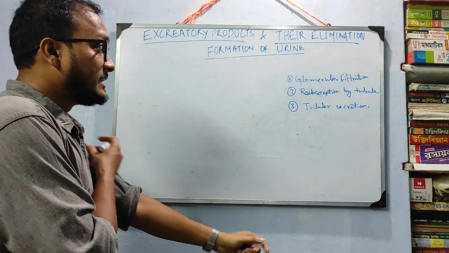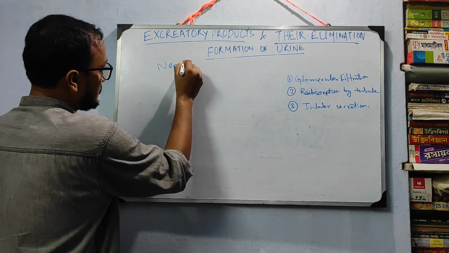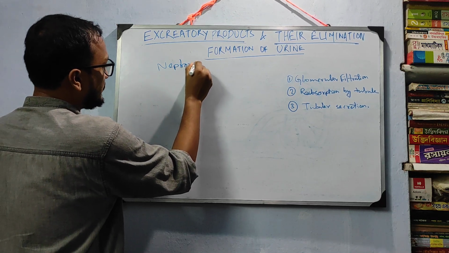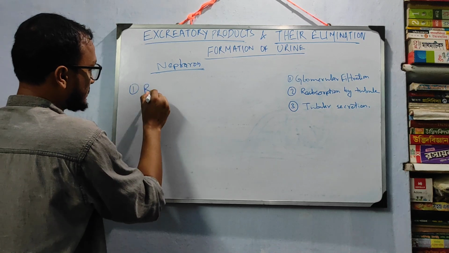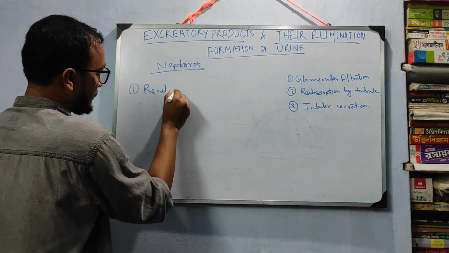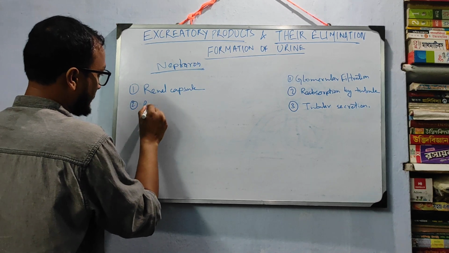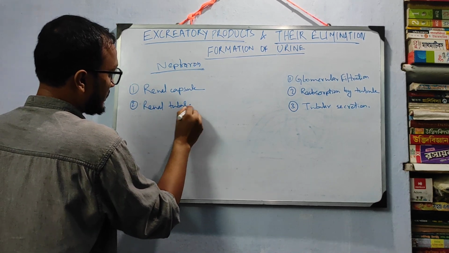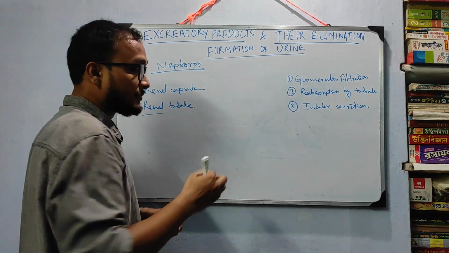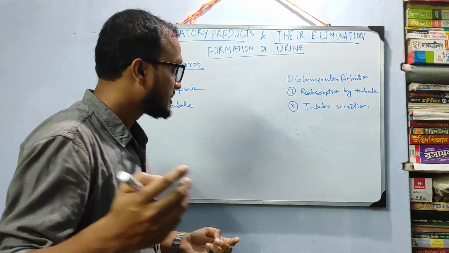Now in case of the nephron, there are two major portions. The first part is the renal capsule, and the second part is known as the renal tubule. Let's see what the renal capsule is. We have talked about how the renal capsule is made up of the glomerulus and Bowman's capsule.